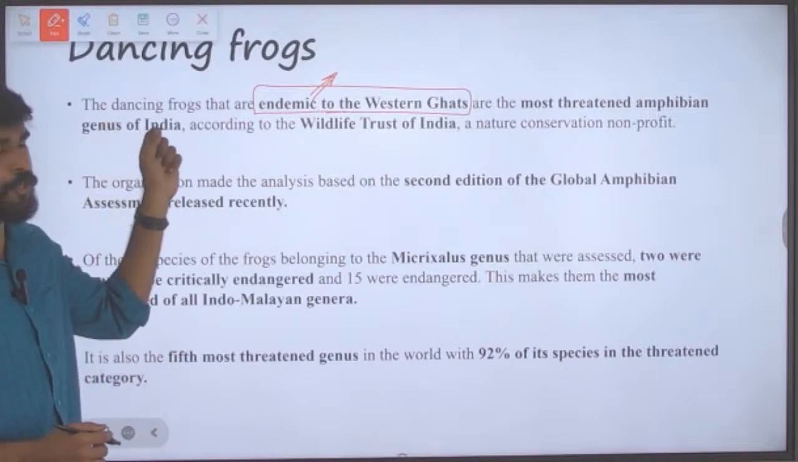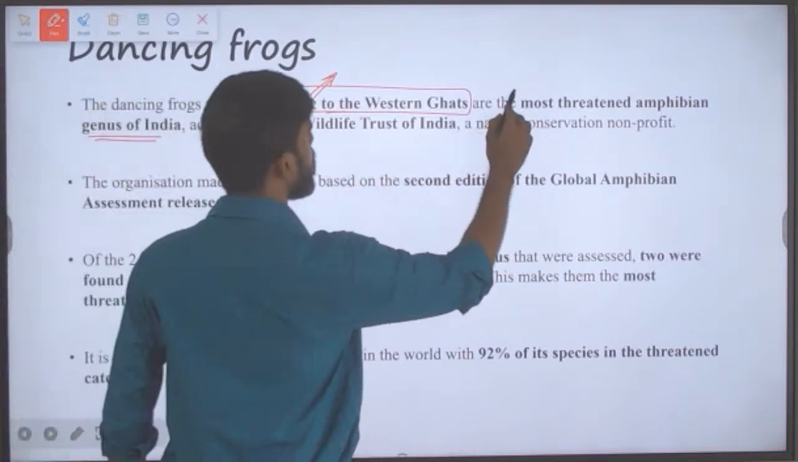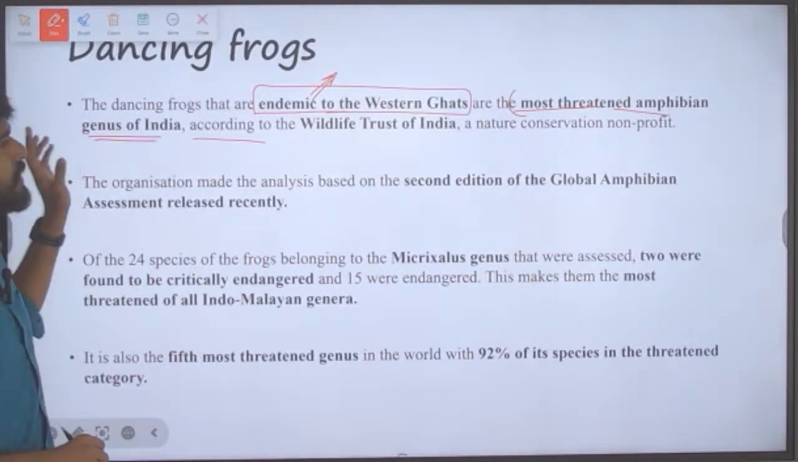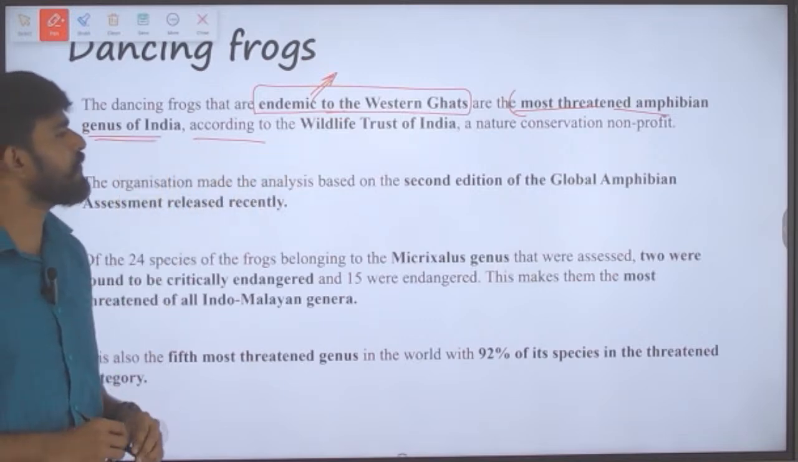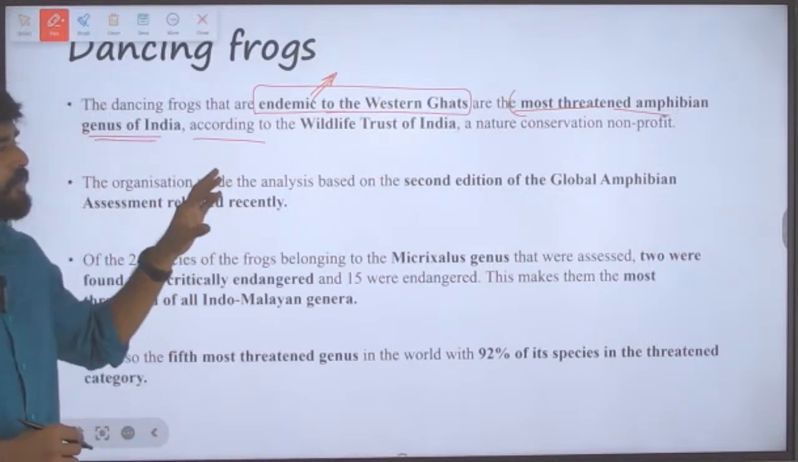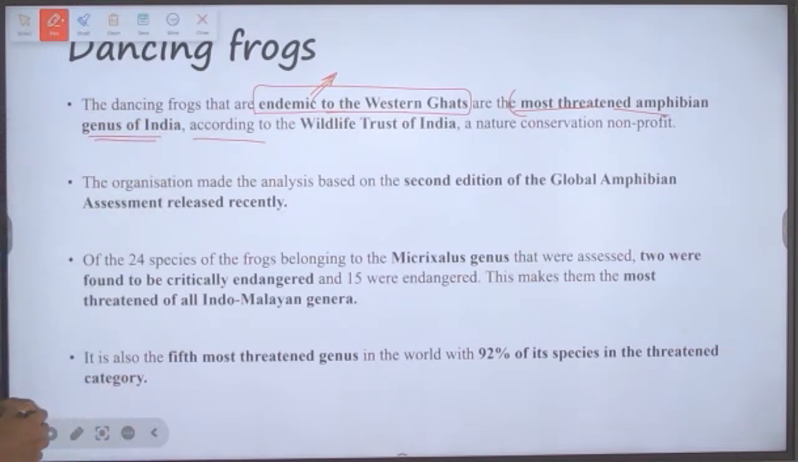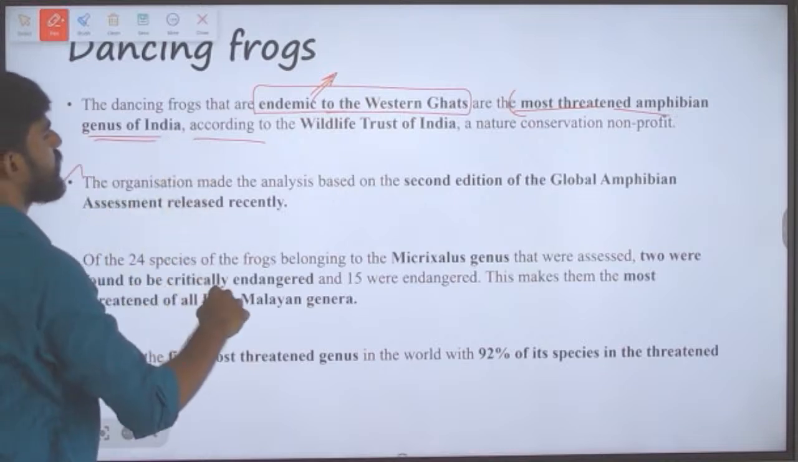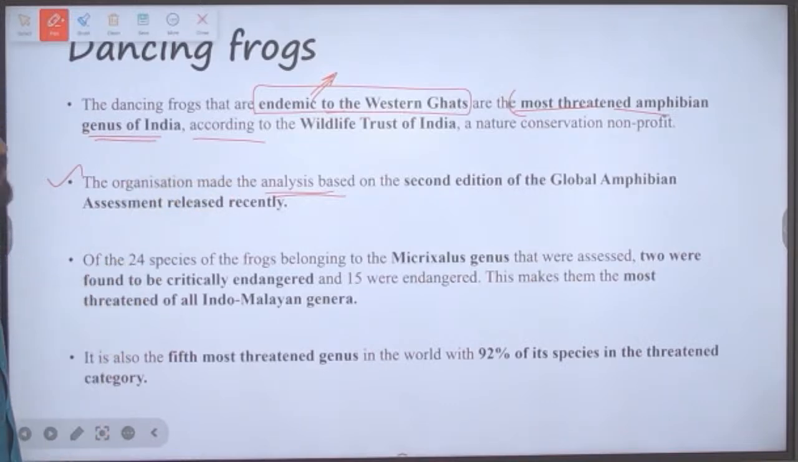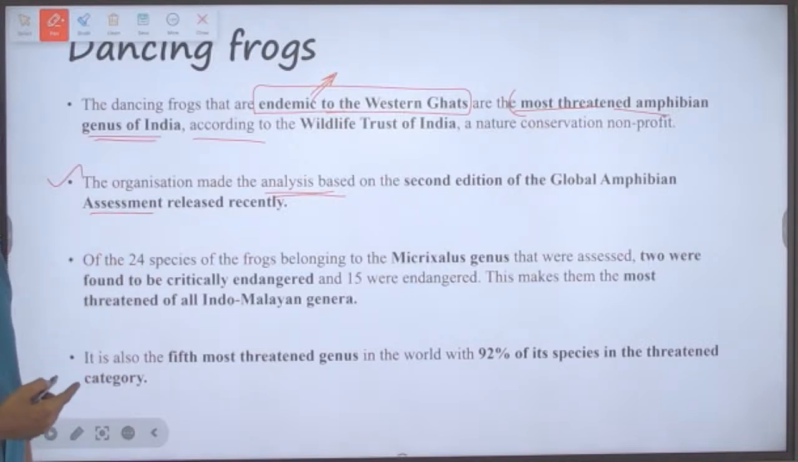And why are they in news? Because they are the most threatened amphibian genus of India, which is important. Statements like these can be directly asked in your prelims examination. This has been concluded by the Wildlife Trust of India, a nature conservation non-profit organization. The Wildlife Trust of India has concluded that dancing frogs are the most threatened amphibian genus of India, and this analysis has been made based on the second edition of the Global Amphibian Assessment, which has been released recently.